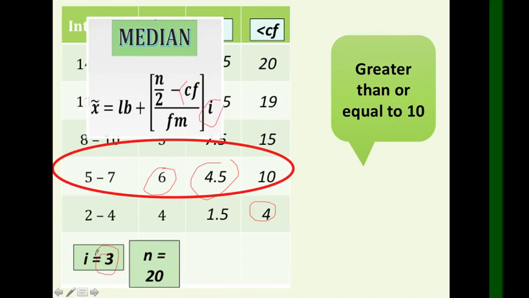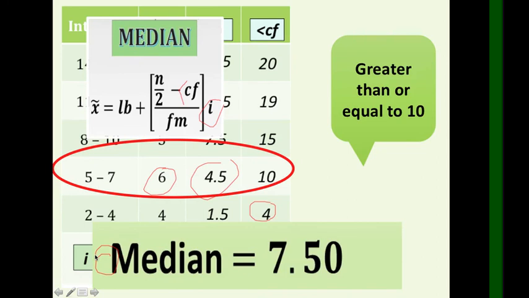Alright, so we can now compute. So the median is 4.5 plus, that is 10 minus CF, which is 4. That's 6. 6 divided by 6 is 1. Times 3 is 3, plus 4.5 is 7.5, or 7.50. We can accept that.